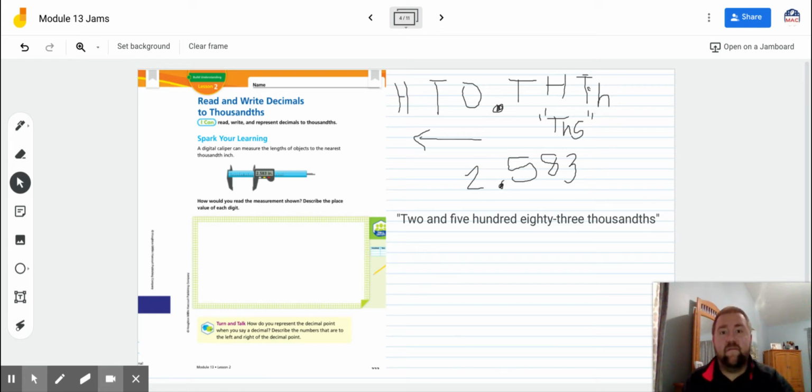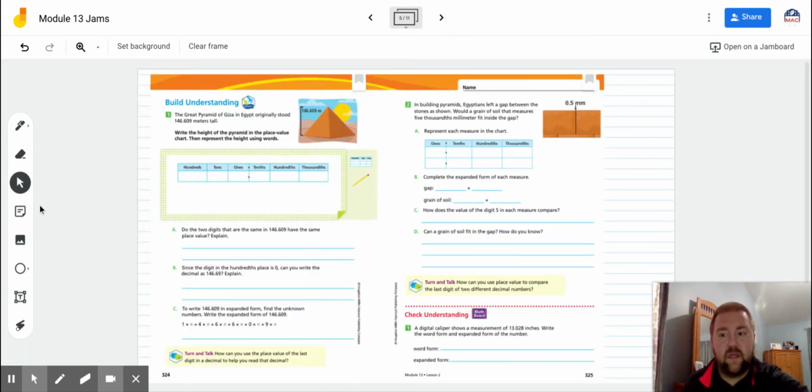Now, if they were asking you the value of these digits, the 2 is in the ones, which means we have 2 ones. So the value is 2. The 5 is in the tenths place, so the value is 5 tenths. The 8 is in the hundredths place, so the value of the 8 is 8 hundredths. And the 3 is in the thousandths place, so that means the 3 has a value of 3 thousandths. That's really important when we're talking about the decimal places here.